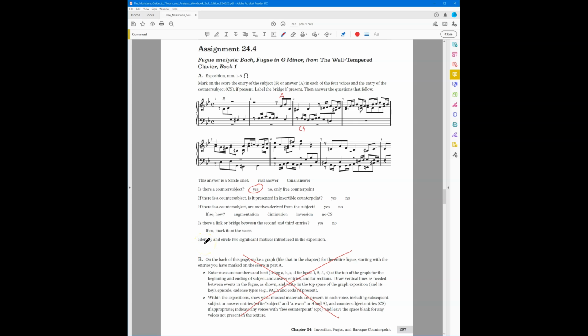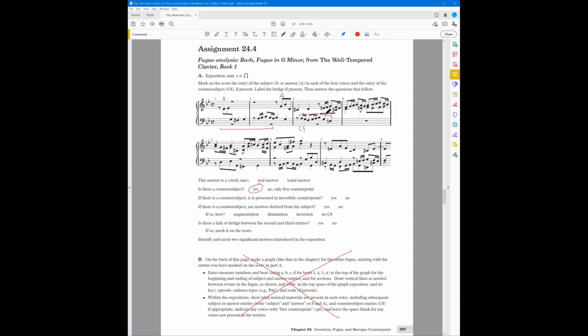The last question, I'm going to give you the answer to this. It says identify and circle 2 significant motives introduced in the exposition. The 2 significant motives here are the subject and the counter subject. And that's it. So you don't need to really do anything with this, but do circle the subject and do circle the counter subject as well, just so you're clear what these elements are. That's all you need to answer in this assignment.